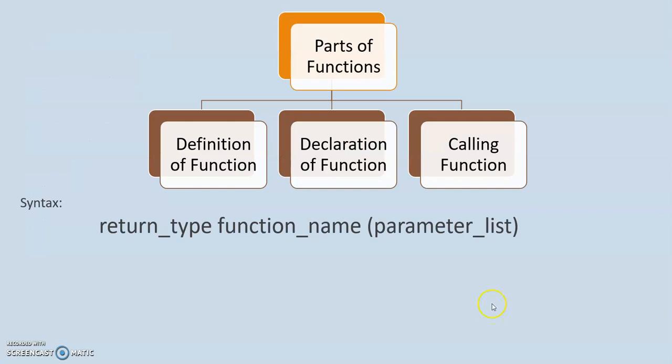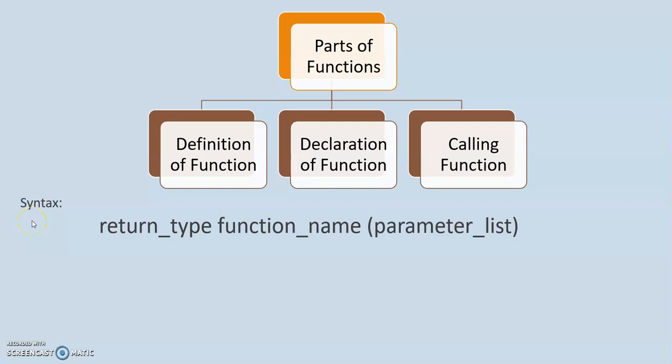Writing a function needs the definition of a function, the declaration of a function, and calling a function. The definition of a function provides the actual body of the function. Declaration of a function tells the compiler about the function name, the return type, and the parameters. Calling a function is where you call a function for execution with its function name and the parameters.